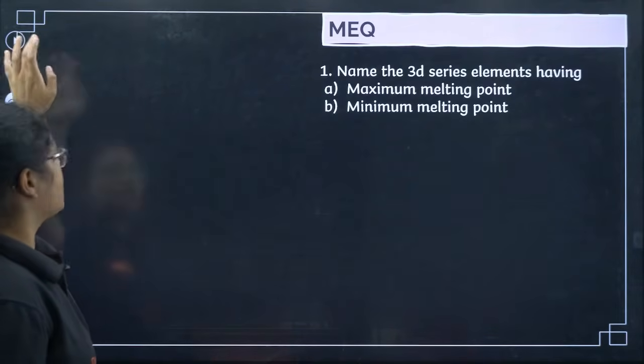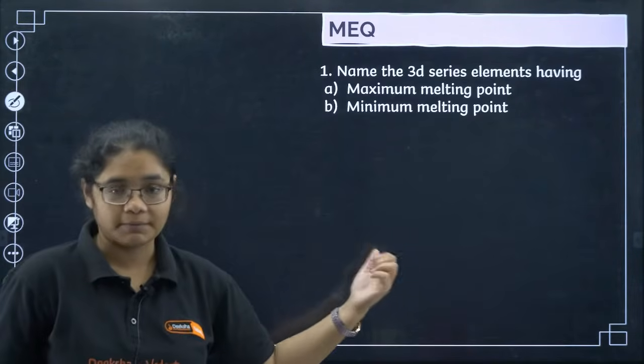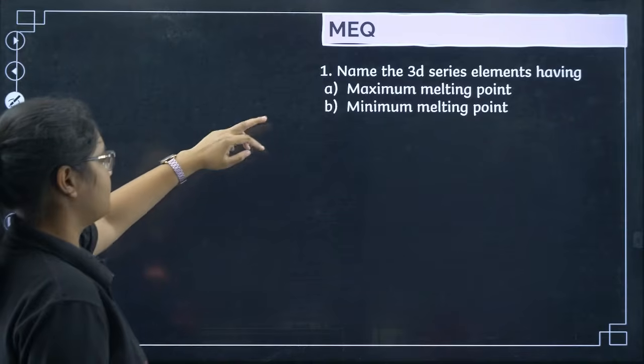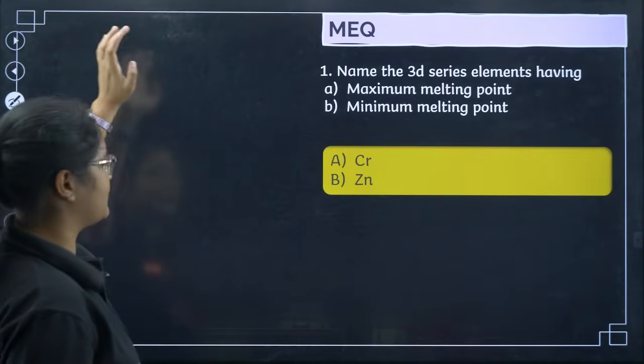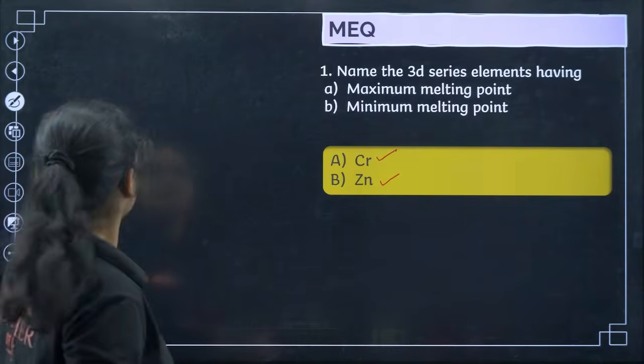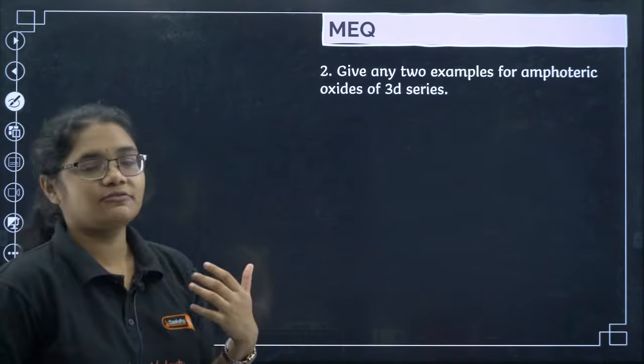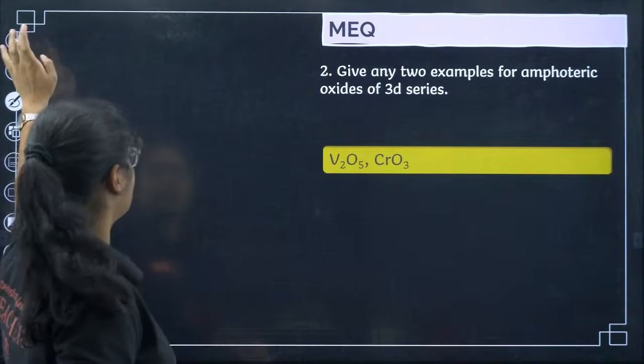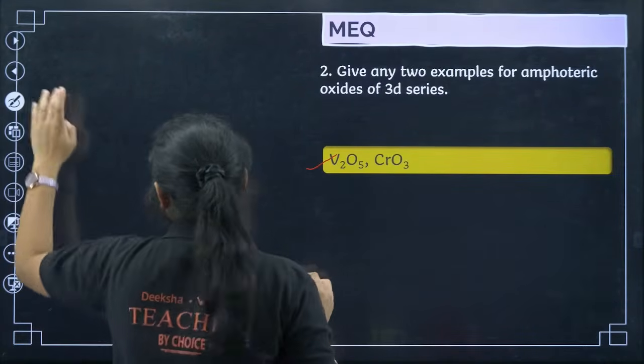Next we have 2-marker questions which I expect you should prepare. Most expected questions: maximum melting point and minimum melting point in the 3d series. So chromium has the maximum, zinc has the minimum. Next we have 2 examples of amphoteric oxides. This is very important: V2O5 and CrO3.